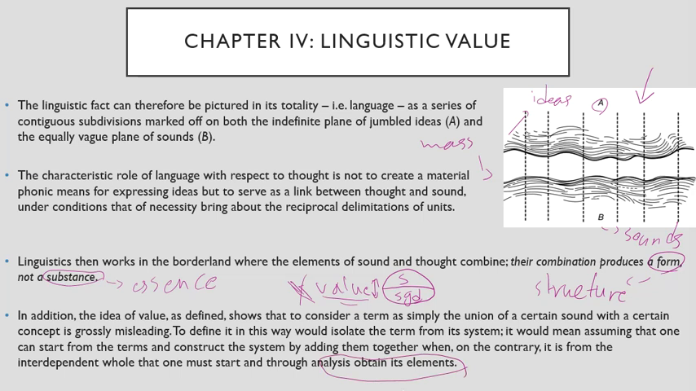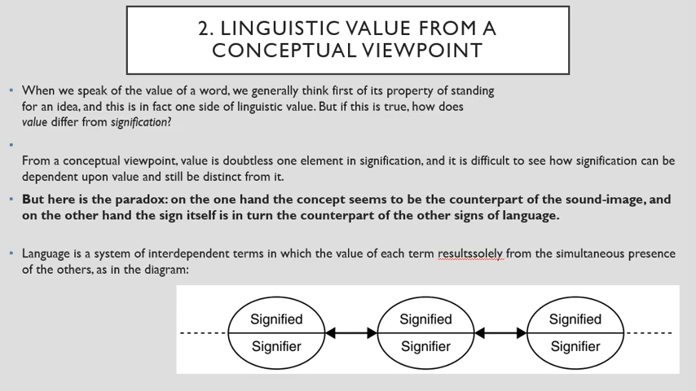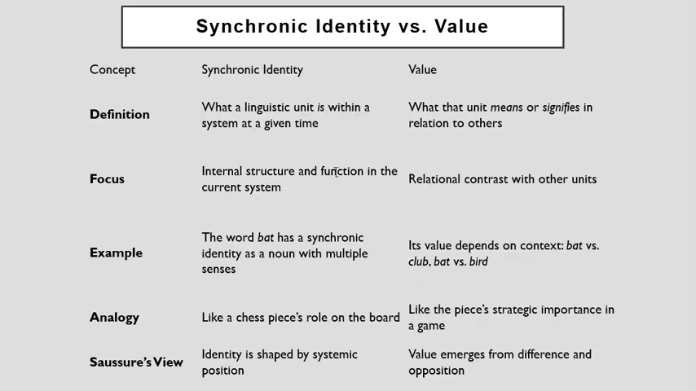So don't think of value as something that just connects the signified with the signifier. We're going to talk about this more in the next slide. So let me just go there, and before you get confused, let's look at this table that I've created, which is going to help. And then I have an illustration which is going to help very much. Okay, sorry about that. Okay, so synchronic identity and value.